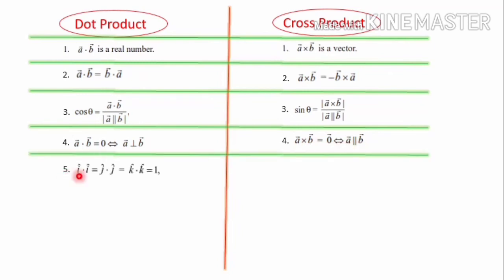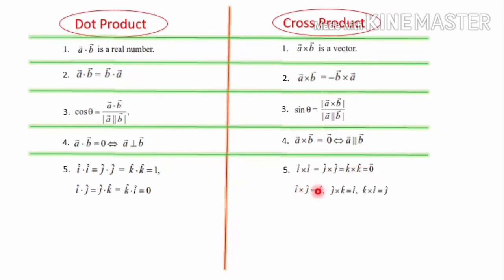And fifth one is i cap dot i cap, j cap dot j cap, k cap dot k cap is equal to 1. And i cap dot j cap, j cap dot k cap and k cap dot i cap is equal to 0. In case of cross product, i cross i, j cross j, k cross k is equal to 0 vector.